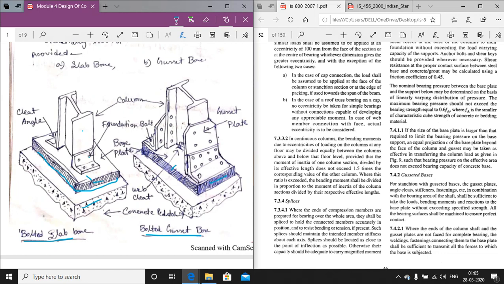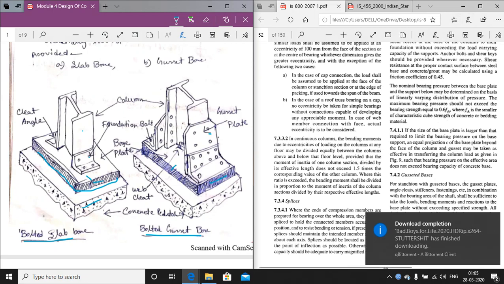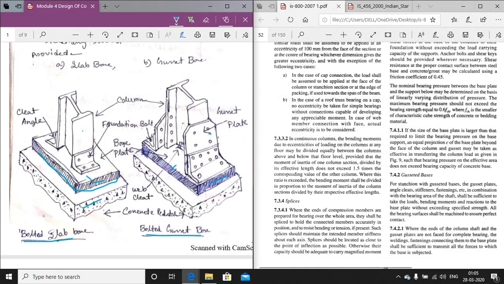But if we go to the gusset base, here cleat angles are provided, but a gusset plate is also provided. When the column is subjected to axial load, direct load, and uniaxial or biaxial bending, then the gusset base is generally used, where a gusset plate is also provided.